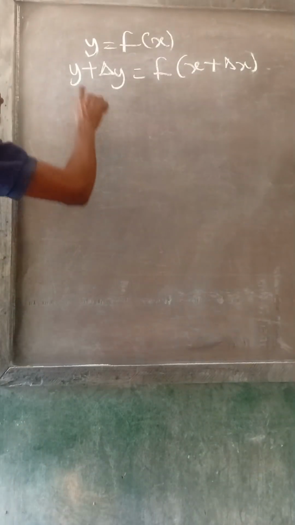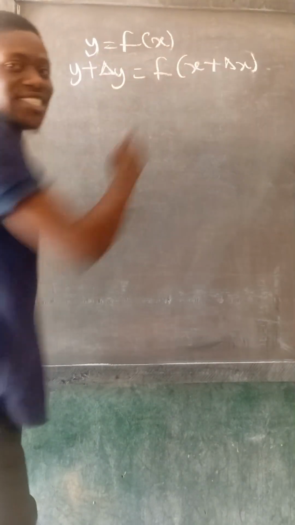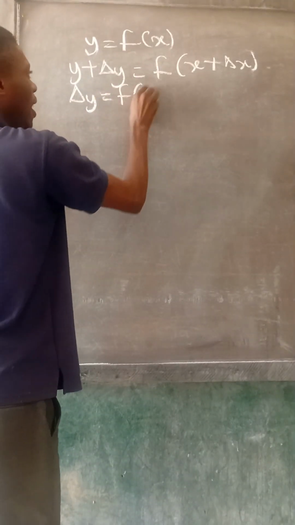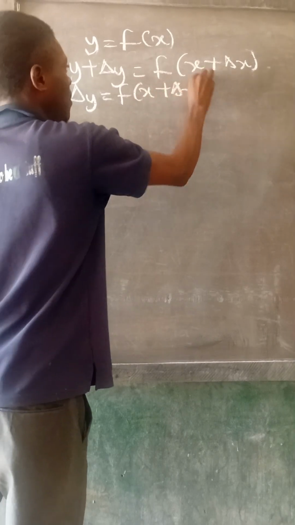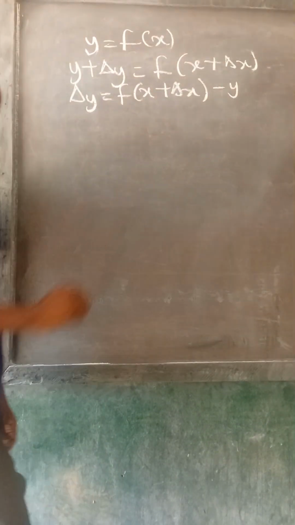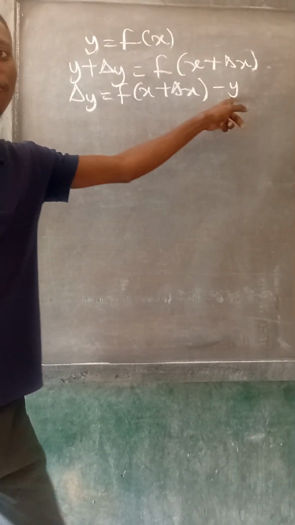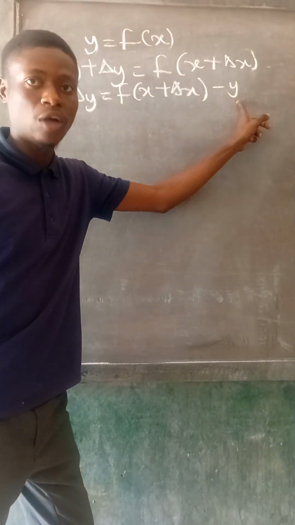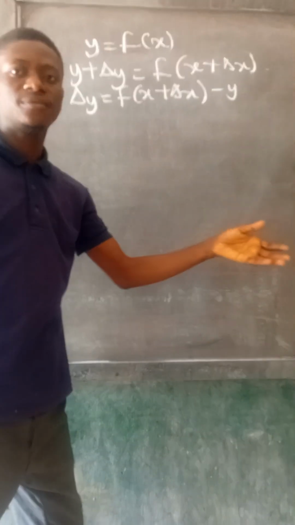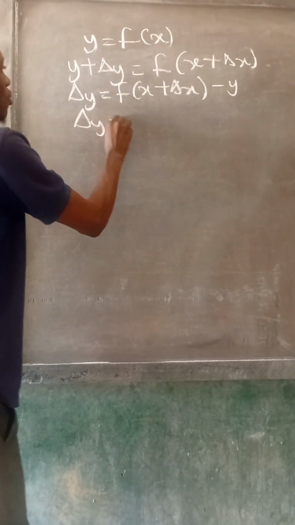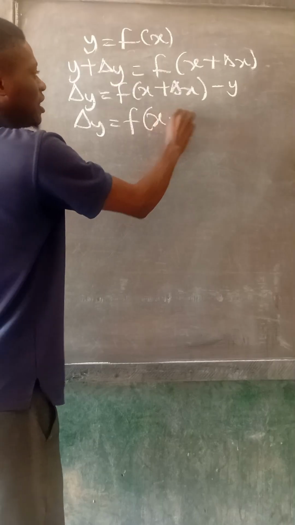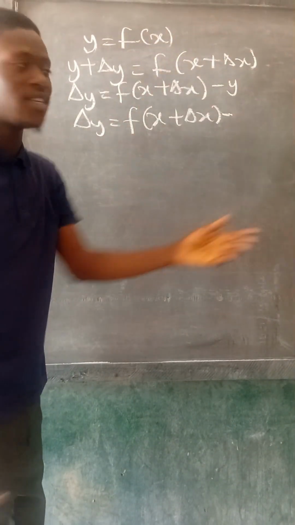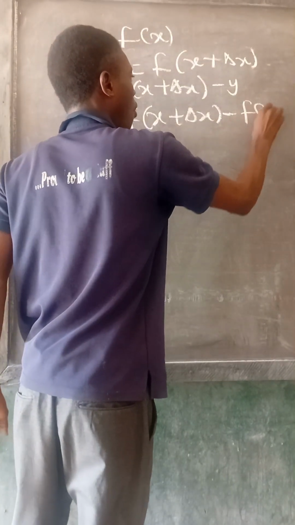So what do we do next? We bring this y to the other side. So it's going to become delta y equals f of x plus delta x, then minus y. So look at this y. From our equation, we have y equals f of x. So instead of writing y, I'm going to plug in f of x. So it's going to become delta y equals f of x plus delta x minus, instead of writing y, we write f of x. So we have minus f of x.